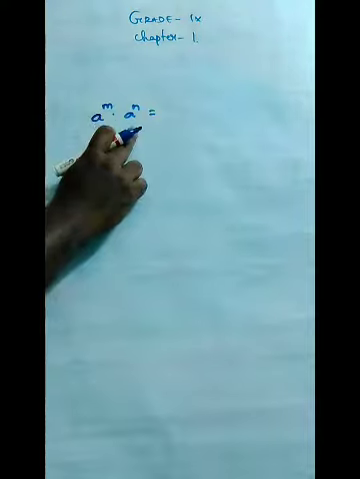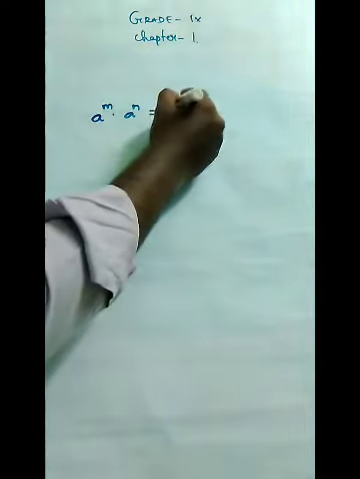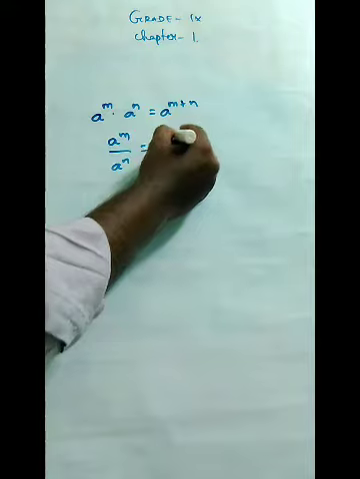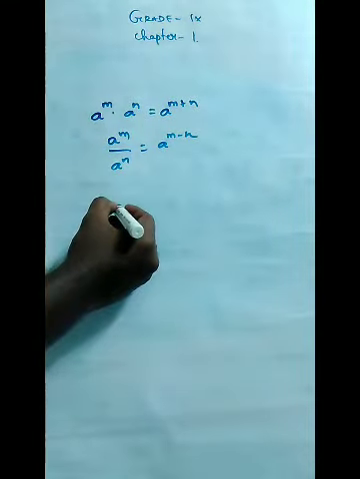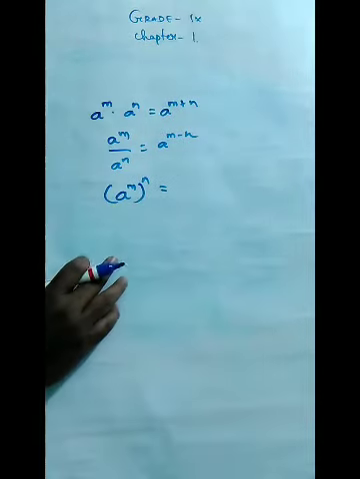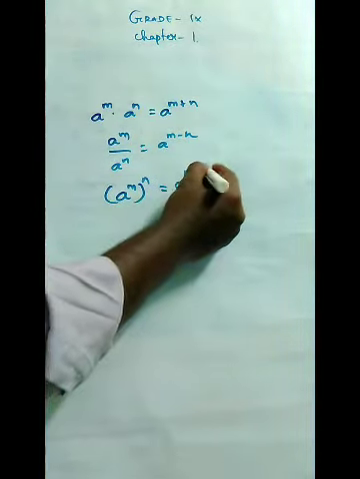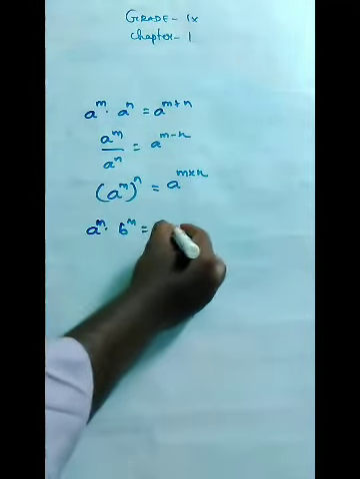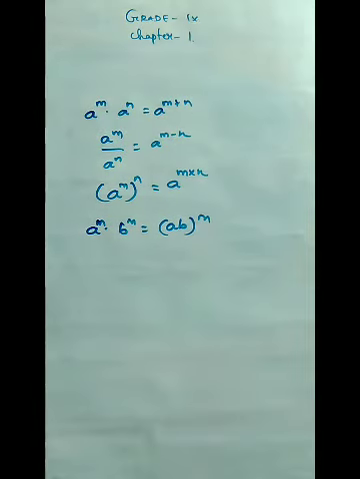Next comes the law of exponents. This one we have already learnt in our lower classes. So a power m into a power n. If we want to multiply two terms with the same base, we have to add their powers. For division, we have to subtract their powers. Suppose you are having a power m whole power n, we have to multiply the powers. And if you are having two different bases with the same power, we can multiply the bases and give the same power to the product.